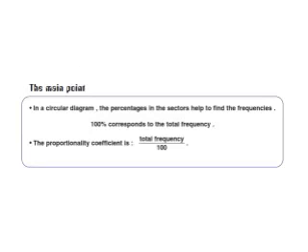So what you have to learn now is that if we have a circular diagram, the percentages in the sectors help us to find the frequency. Why? Because the proportionality coefficient is equal to the total frequency over 100. Because I told you that 100% represents the whole number of students, or the whole frequency. Okay, so the proportionality coefficient is equal to the total frequency over 100.